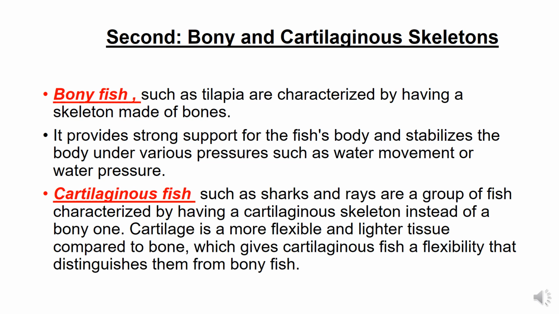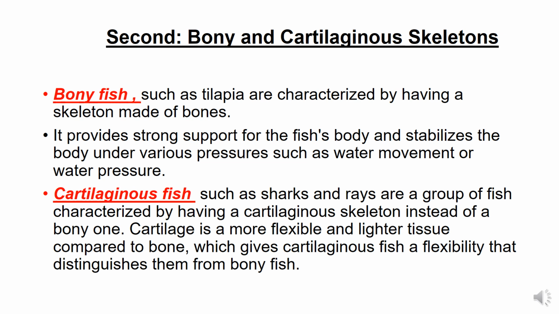So again, let's repeat. The bony and cartilaginous skeleton. The bony fish, they have what? A skeleton made up of bones. The bones provide strong support for the fish body, of course, and stabilize their body under various pressures. What about the cartilaginous fish, such as shark and ray? Of course, they have a cartilaginous skeleton, which is more flexible and lighter compared to the bone, which provides them flexibility.